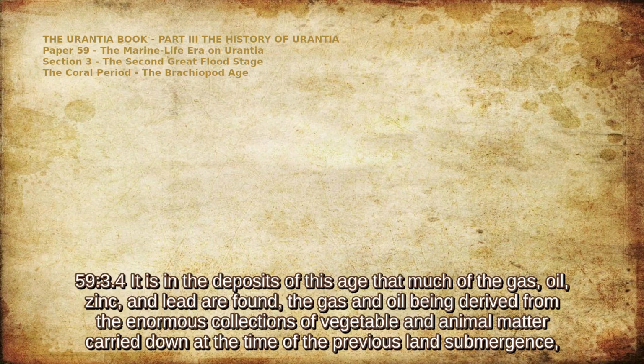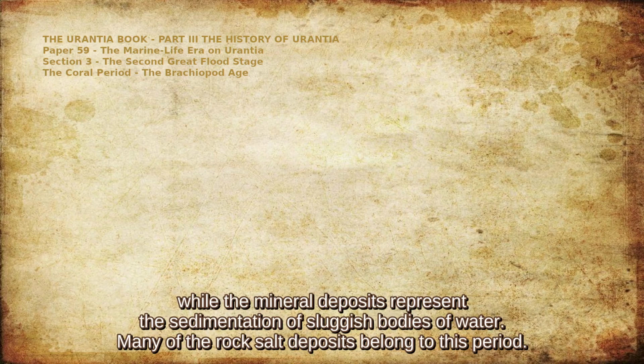It is in the deposits of this age that much of the gas, oil, zinc, and lead are found, the gas and oil being derived from the enormous collections of vegetable and animal matter carried down at the time of the previous land submergence, while the mineral deposits represent the sedimentation of sluggish bodies of water. Many of the rock salt deposits belong to this period.